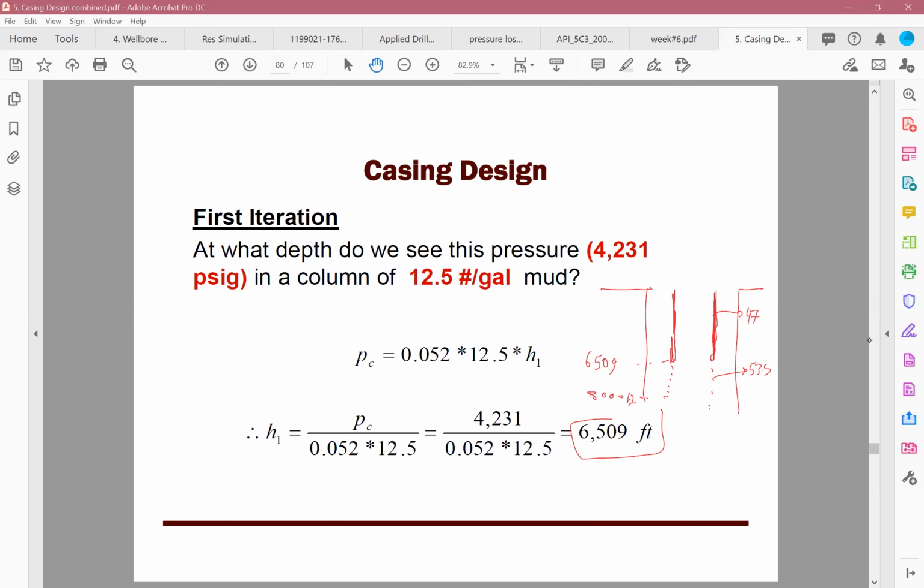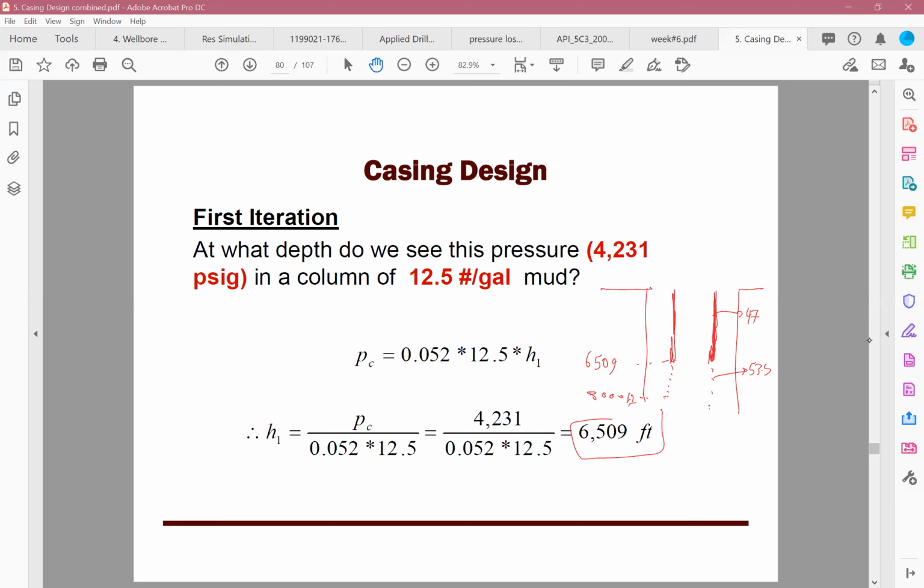Are we done? Do you guys think that now everything works perfectly fine and we are ready to go to the next step, which is the tension check? Well, we are not done.